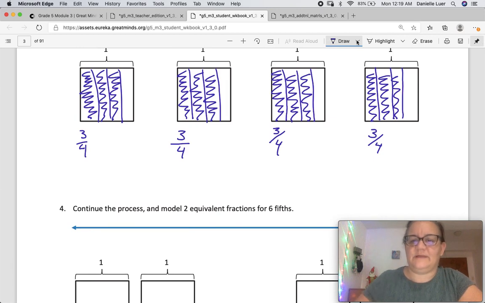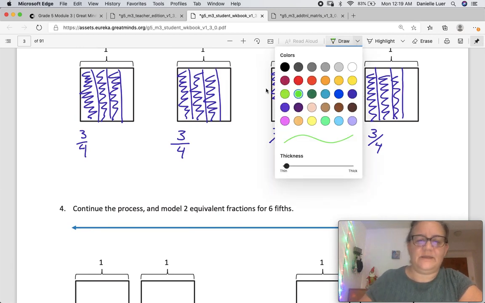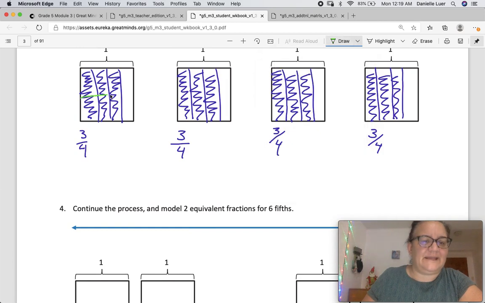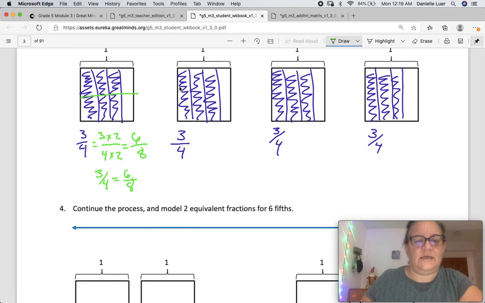I'm going to switch my colors again. How about a bright green? I'm going to split that in half. So now I've got 1, 2, 3, 4, 5, 6 out of 8. And mathematically, I just multiplied 3/4 times 2 times 2. 3/4 equals 6/8.